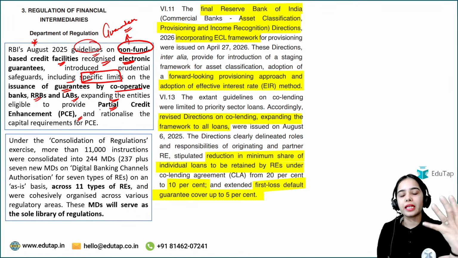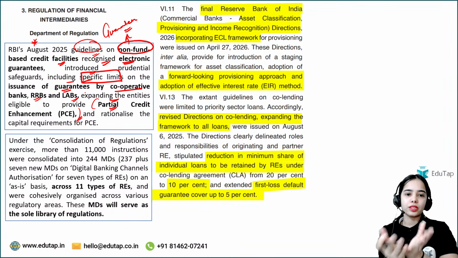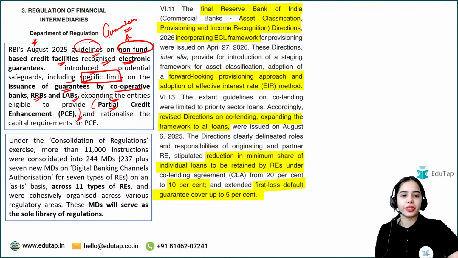They also expanded the entities that can provide the partial credit enhancement. Okay, that is a credit enhancement facility. So which entities can provide the partial credit enhancement? There was an increase of the entities that can provide the partial credit enhancement. So basically, last year these guidelines were released.